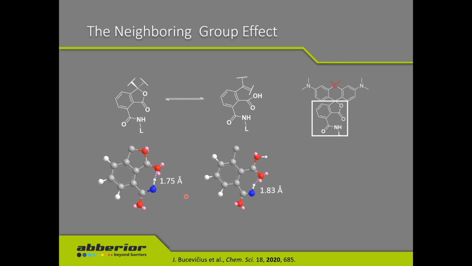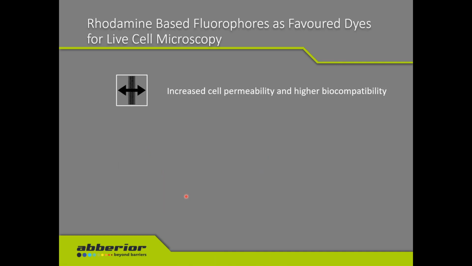With all these strategies, so adding electron-withdrawing groups to it, exchanging the oxygen by a group 14 atom, or choosing the right isomer, so isomer number 4, gives us the possibility to create, to design, to synthesize very highly cell permeable and very highly biocompatible organic fluorophores. And with these fluorophores, we need just sub-nanomolar concentrations.